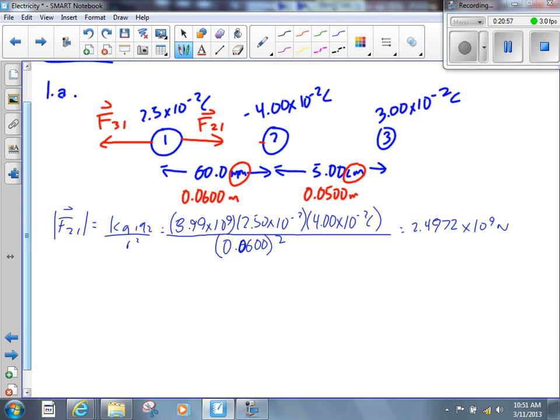Now let's get the force of 3 on 1. This is the trickier of the two, I think. The force of 3 on 1 is k q1 q3 over r squared.